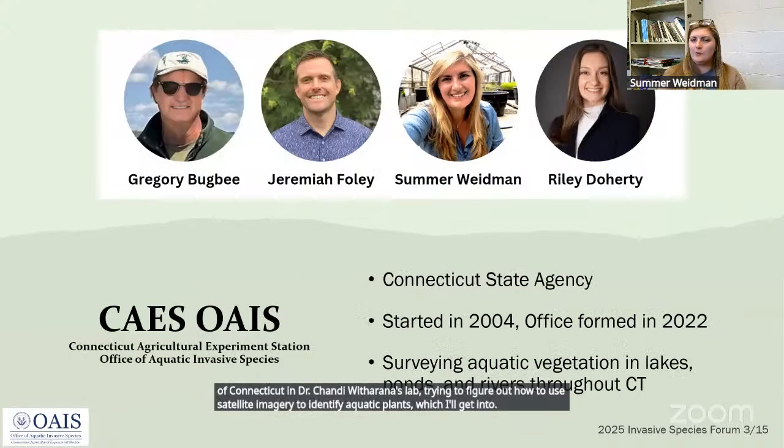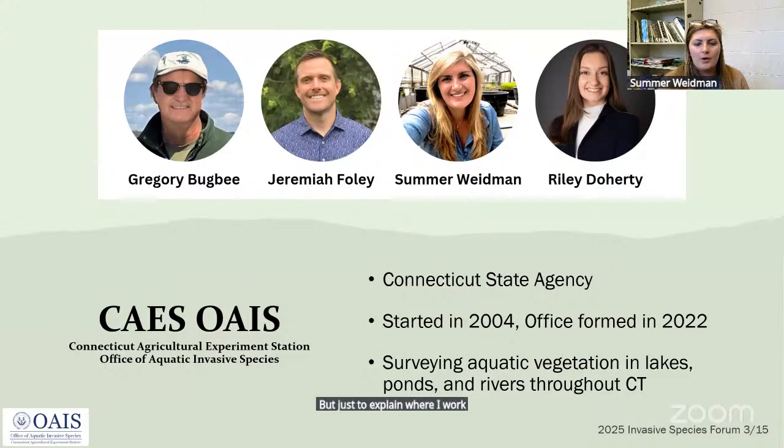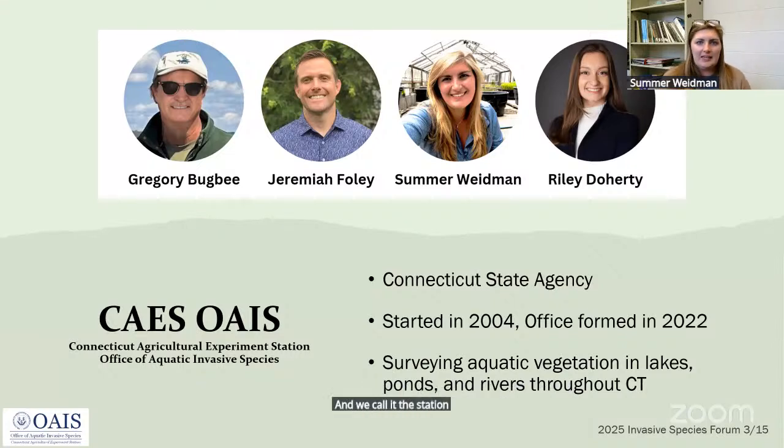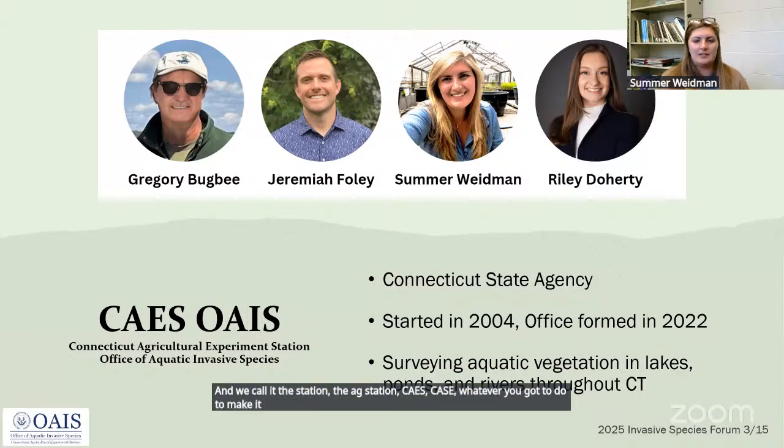But just to explain where I work and who we are, we're a state agency down in Connecticut in the northeastern US, and our name is a mouthful, as Sydney already said it once. It's the Connecticut Agricultural Experiment Station, which is a state agency, and we call it the station, the ag station, CAES, CASE, whatever you got to do to make it take less than 5 minutes to say the whole name.